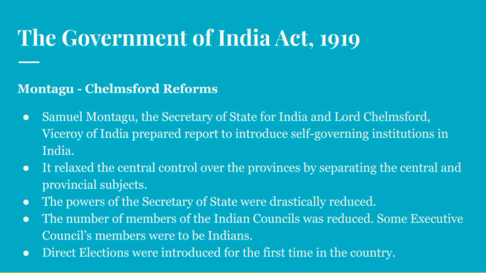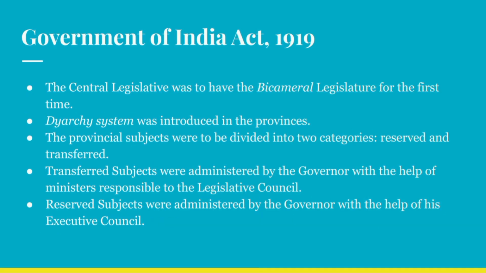The Secretary of State's powers were drastically reduced. The number of members of the Indian councils was reduced. Some executive council members were to be Indians. The next point, direct elections were introduced for the first time in the country. The next one, the central legislature was to have a bicameral structure for the first time.